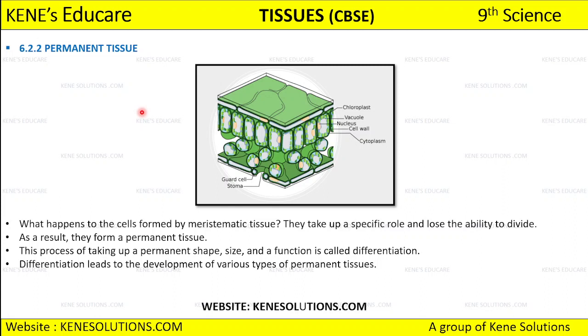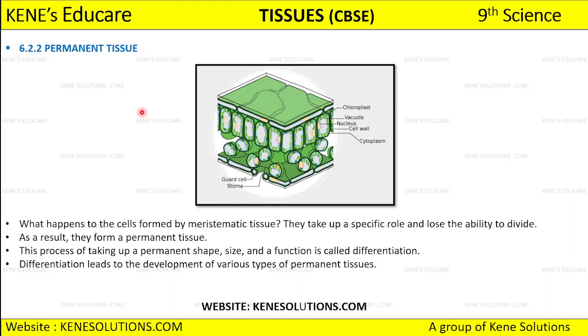Okay, now the next type of tissue that comes under this is permanent tissue. Now what happens to the cell once it is being formed by the meristematic tissue? अब meristematic tissues जब बन जाते हैं, ठीक है, तो उनसे जो सेल्स बनते हैं, what will happen to those cells? So here they take up a specific role and they are going to lose their ability to divide.